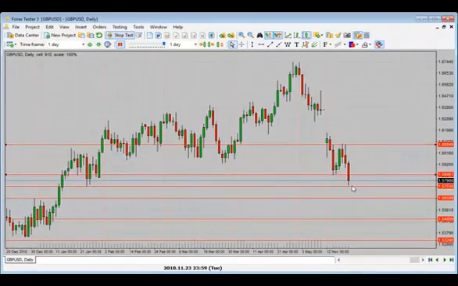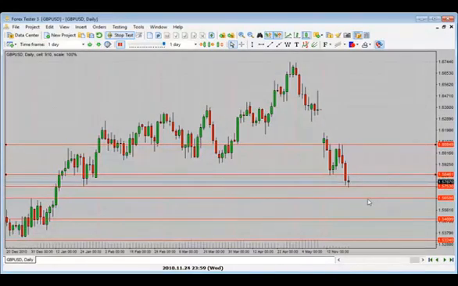So the first target would be the base of this candle. So I'm looking for this type of a move and then for price to drop lower into the next support and resistance level. So let's take a look.